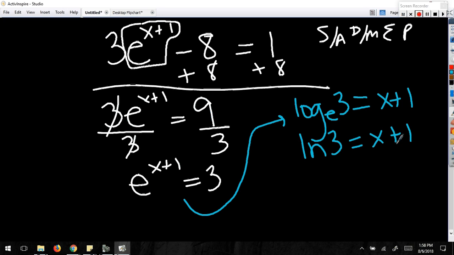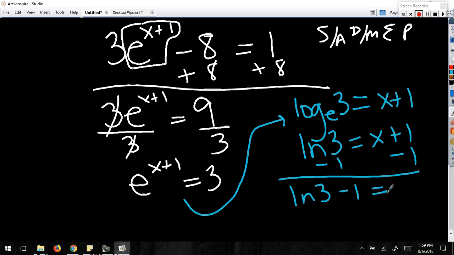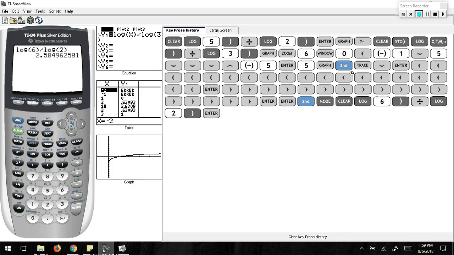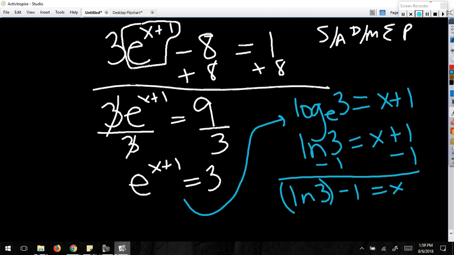So I need to get the x by itself. I'm going to subtract 1. And again, if you look, I can use my calculator here. How nice is that? Now this minus 1 doesn't go with the log. So I can do log, and you do have a natural log button here, of 3. And then minus 1. So 0.099 is my approximation for this log.